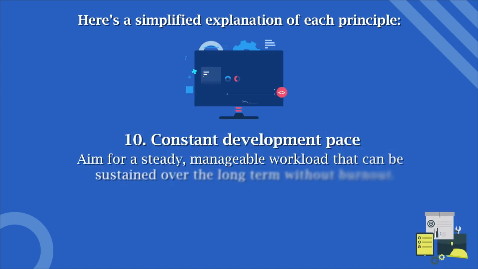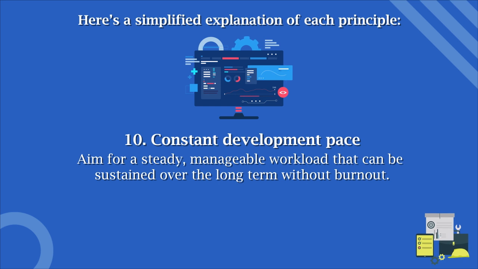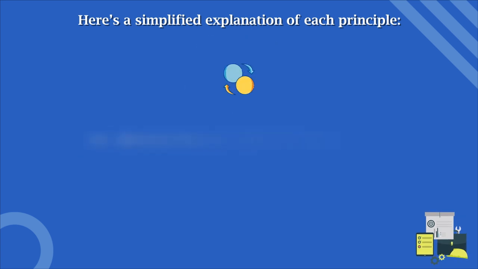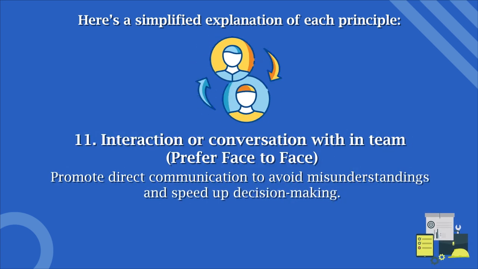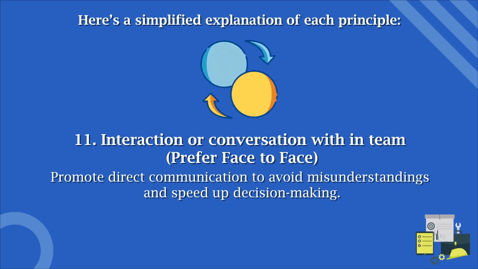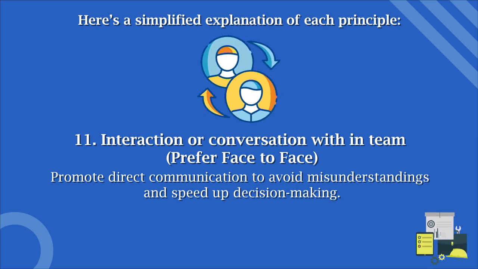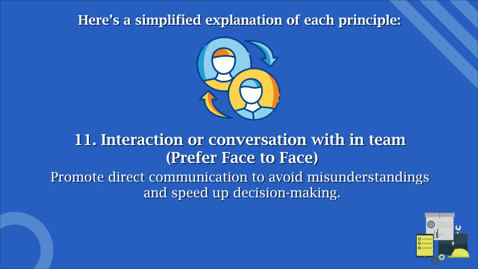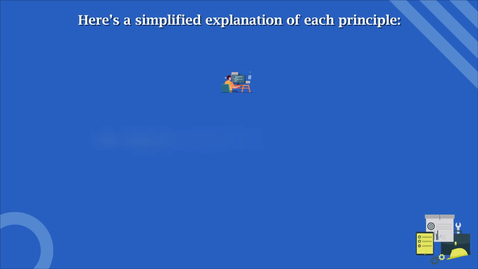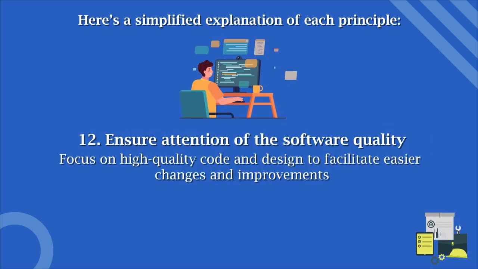Constant development pace. Aim for a steady, manageable workload that can be sustained over the long term without burnout. Interactions or conversations within the team. Promote direct communication to avoid misunderstanding and speed up decision making. Ensure attention to software quality. Focus on high quality code and design to facilitate easier changes and improvement.